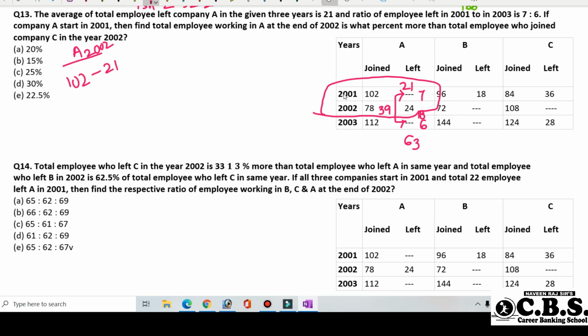How many are left? 21 left. In 2002, how many are joined? 78. How many are left? 24. 180 minus 45 gives how much? 135. This is compared with the C company in 2002 joined.